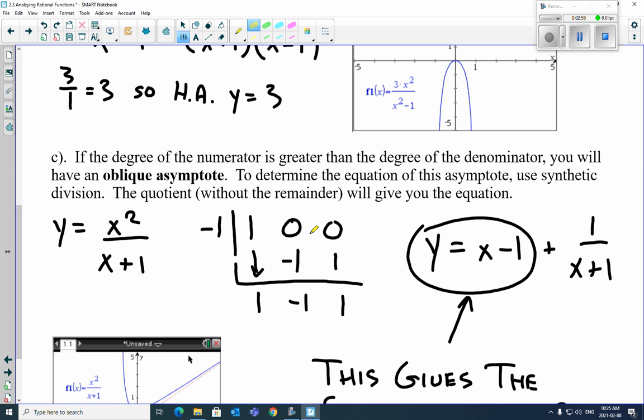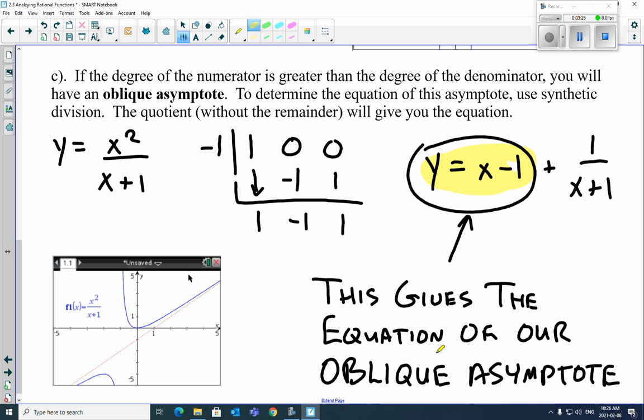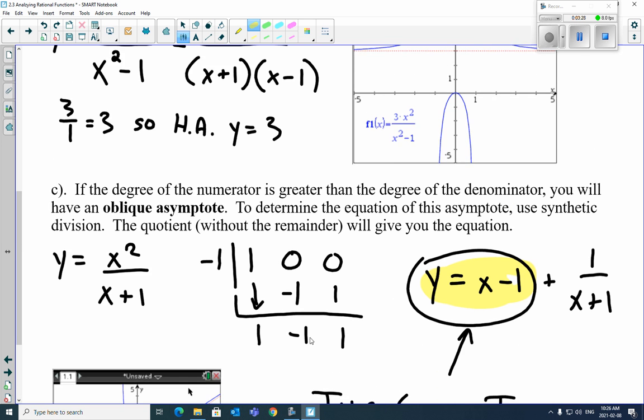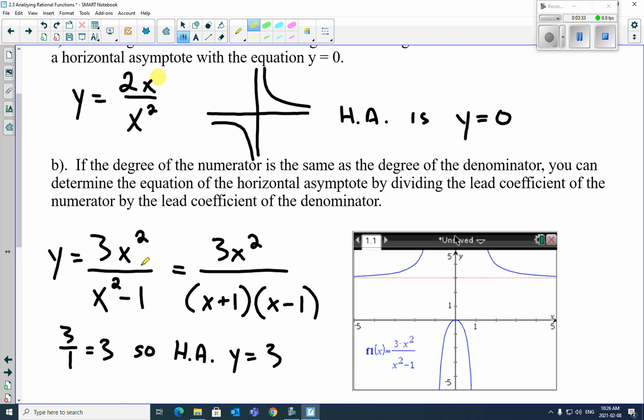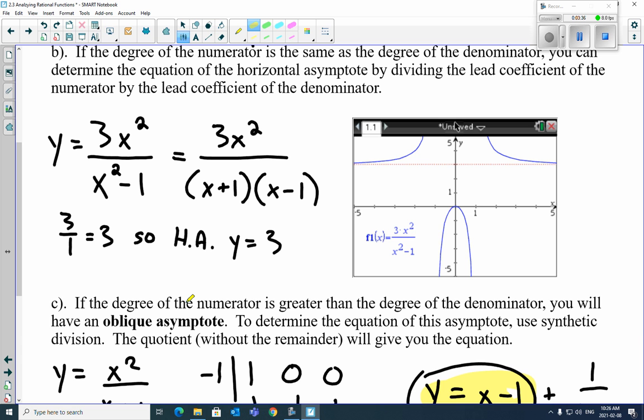This is when the degree of the numerator is larger than the degree of the denominator. And this is where you get your oblique asymptote. And to do that, again, we do synthetic division, right? So we have an x squared. So we have a 1, 0, 0, because we got to fill in all the blanks. -1 goes out the front, we do all the work. So we end up with y equals x minus 1, there it is there, plus 1 over x plus 1. This first part is the part that tells you what the oblique asymptote is. So that gives us the equation for our oblique asymptote. Okay? So horizontal, 3 options. Larger degree on the bottom, same degree, larger degree on the top. So that's honestly the hardest part of this one, because that really determines where your horizontal asymptote is.